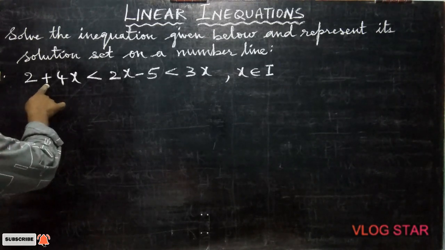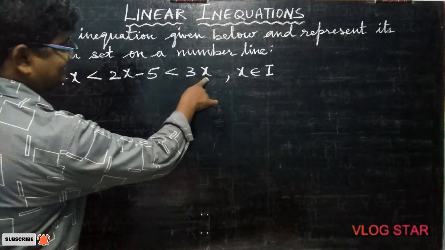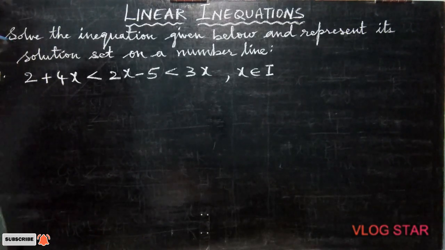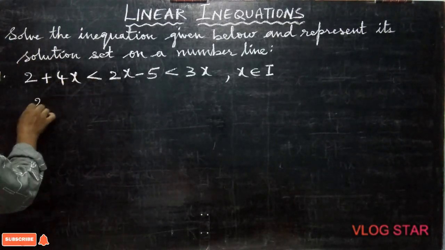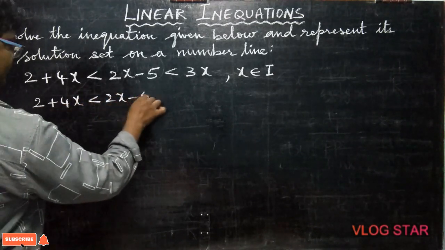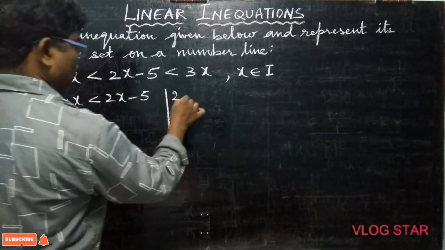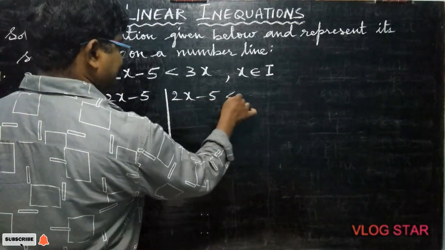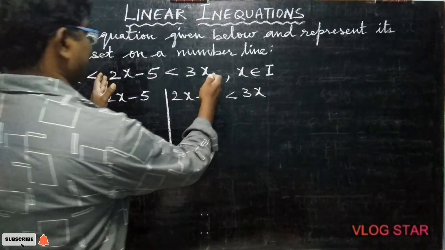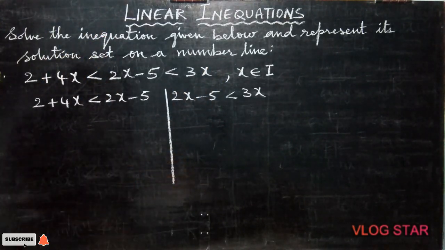First problem: 2 plus 4x less than 2x minus 5 less than 3x, where x belongs to I, meaning integers. So make it two parts. 2 plus 4x less than 2x minus 5 is one part. The next part is 2x minus 5 less than 3x. This is one inequation, and this is another inequation. Make it two parts and do them separately.